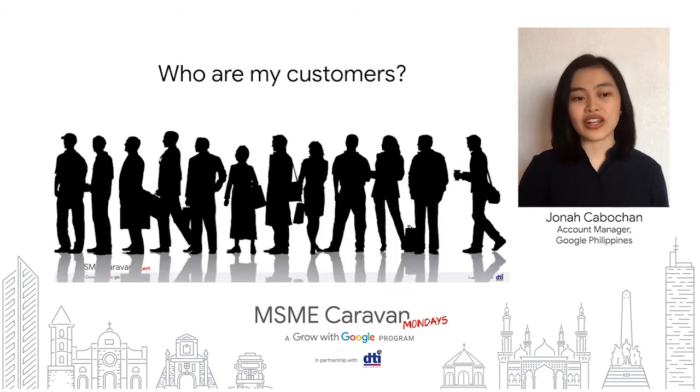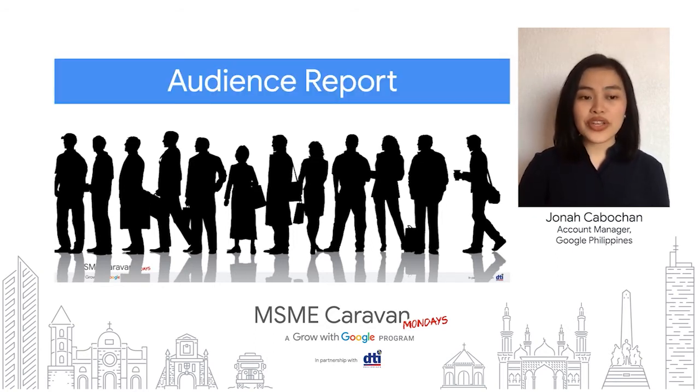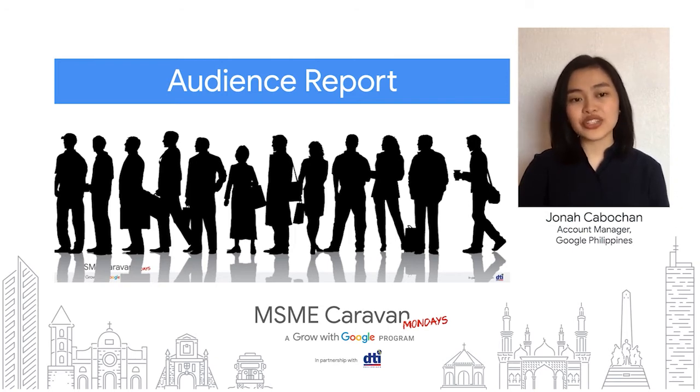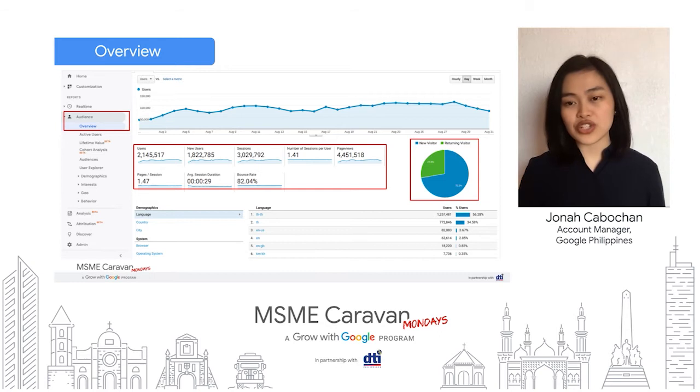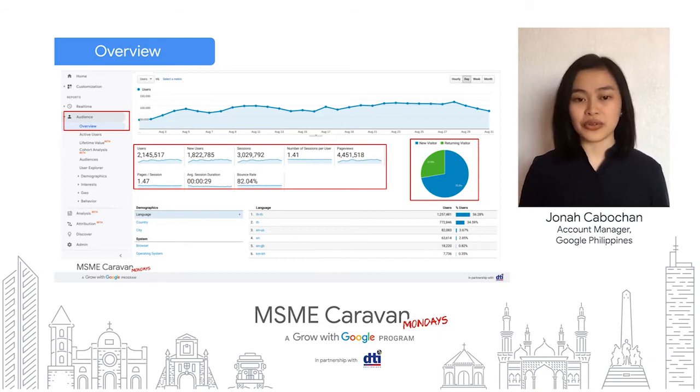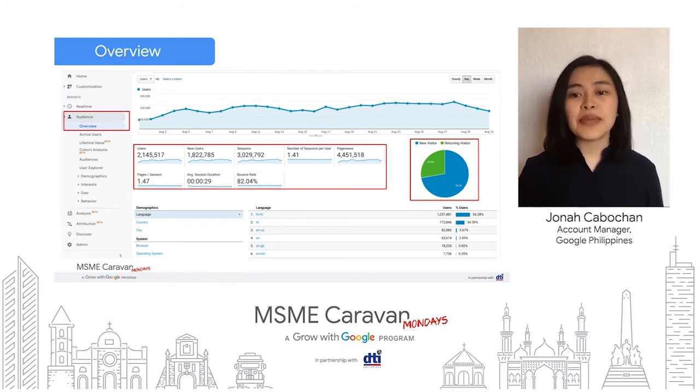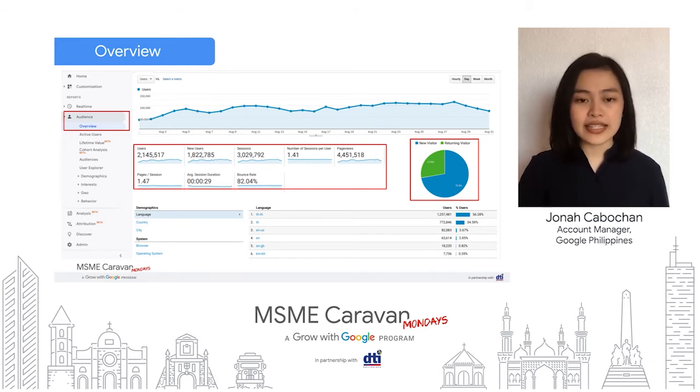So the first question that a lot of you might be thinking of is, who exactly are my customers? Who are they? And that's going to be primarily answered by our audience report. You can navigate to your audience report on the left-hand side. It's going to be the second item under that report section. And the overview page will show you a lot of really good information already. So the metrics that we talked about earlier, like users, average session duration, page views, and whatnot, are all easily viewable here on this particular page.